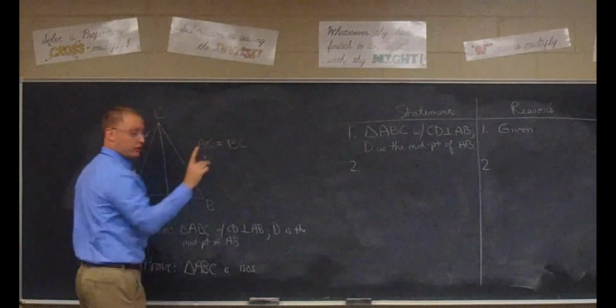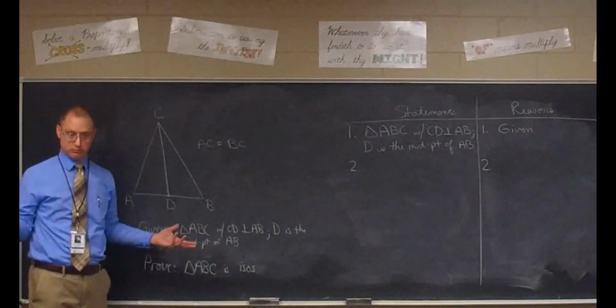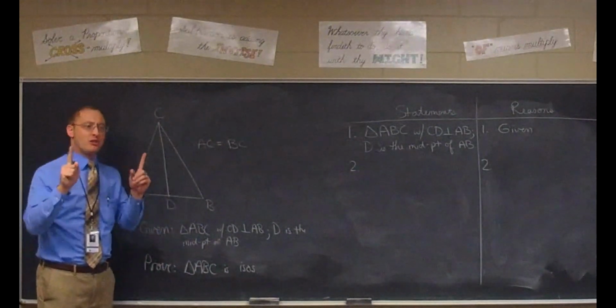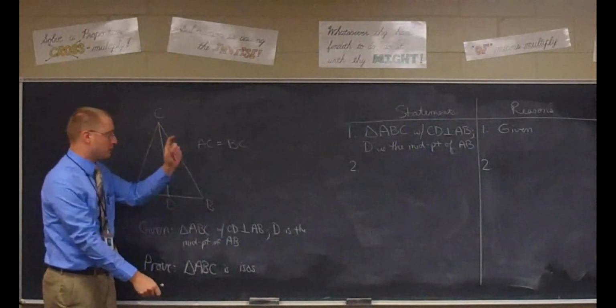Do we all understand? If AC and BC are equal, it's an isosceles triangle. So you understand then that really my proof is not so much proving this as it is proving this.